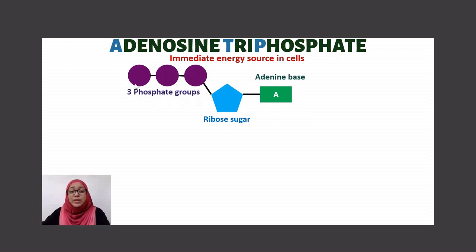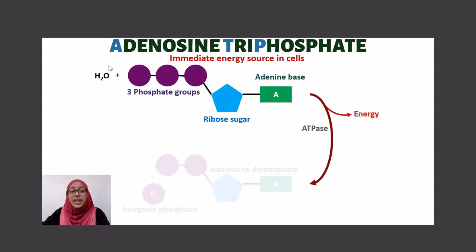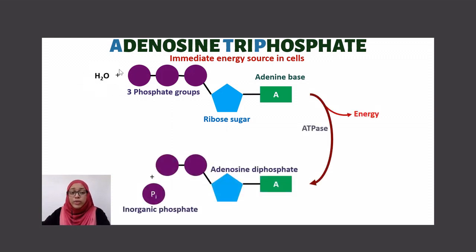And to supply this energy for the cells, what it has to do is break these covalent bonds that are connecting these phosphate groups together. To do that, it will need an enzyme and water. So when water is added across this covalent bond by the enzyme ATPase, it's going to release the energy in this bond to form adenosine diphosphate and an inorganic phosphate.